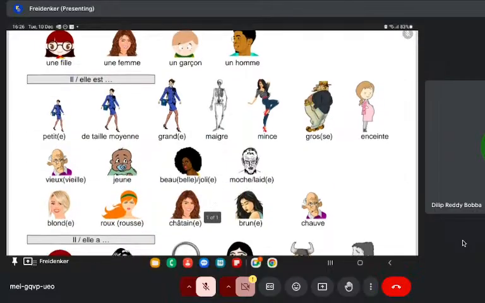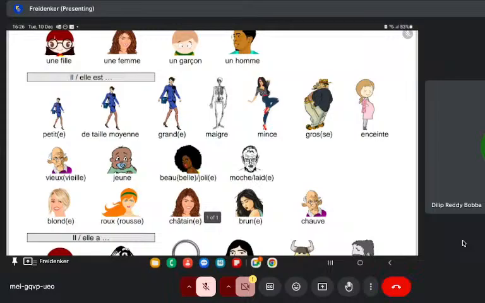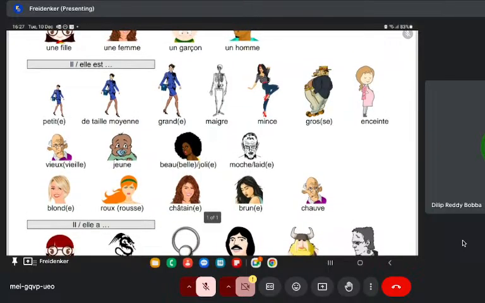Now we have some adjectives, words that give you the physical description. Here it's a she. Elle est petite means she is short. Elle est de taille moyenne means she's of average height. Grand means tall. So you have short, average height, tall: petit, de taille moyenne, and then grand.